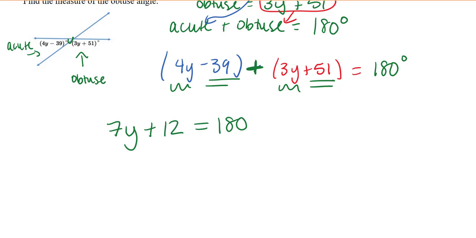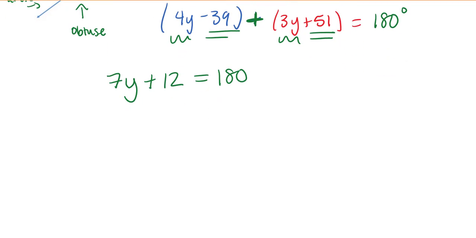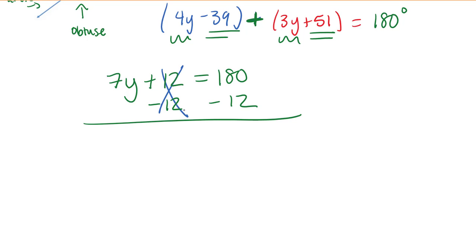So what do we need to do now? Well, we just need to go ahead and subtract this 12 from both sides. Why do we do that? Right? We want to get rid of the 12 on the left-hand side because we want y by itself. So we need to first deal with the numbers, the addition or subtraction. So we can go ahead and do that. So we got rid of the 12 on the left-hand side. So now we just have 7y. And now we have 180 minus 12.